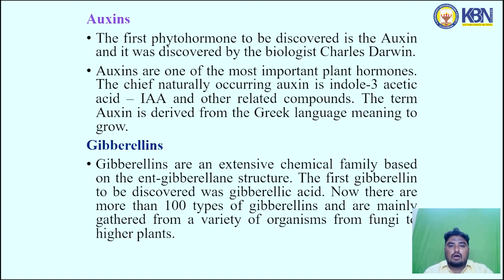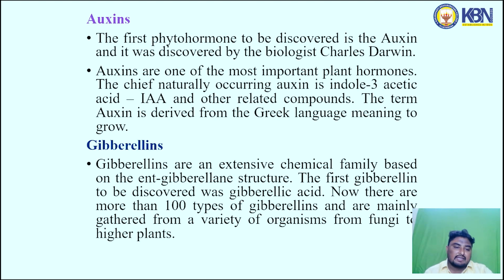The first phytohormone to be discovered is the auxin, and it was discovered by the biologist Charles Darwin. Auxins are one of the most important plant hormones. The chief naturally occurring auxin is indole-3-acetic acid, IAA, and other related compounds. The term auxin is derived from the Greek language meaning to grow.